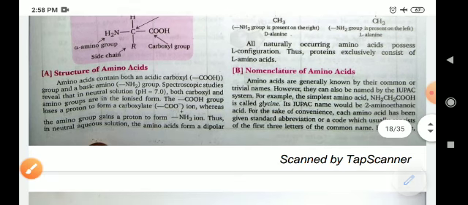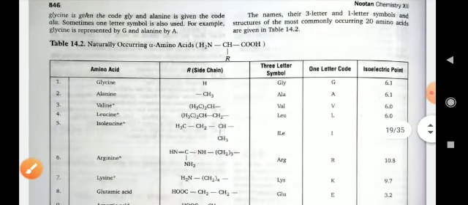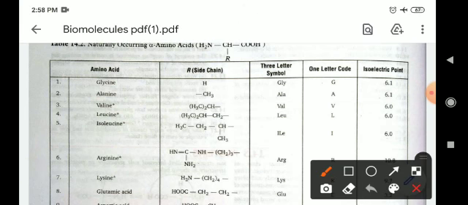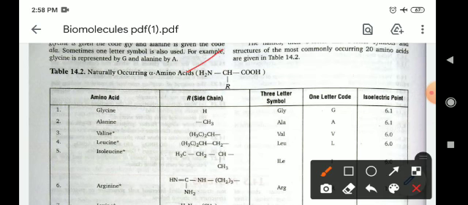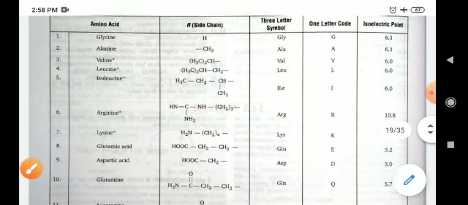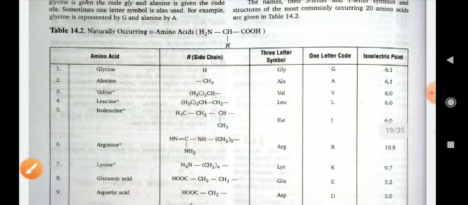Okay. Nomenclature of amino acids. Some examples of amino acids are given here. In the general formula of an amino acid, the NH2 group and COOH group are present, and there is an R group, that is, an alkyl group. So what can I attach at the position of this R group? According to the attachment, you can see here the name of the amino acid.